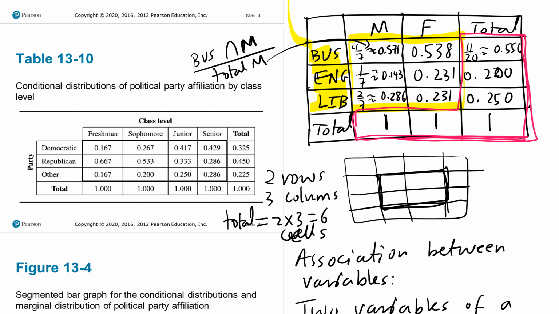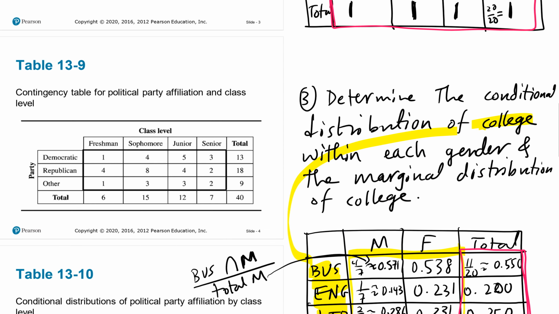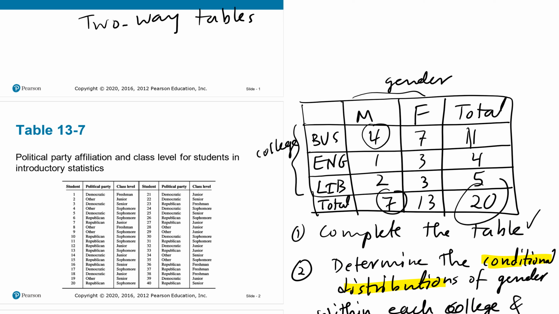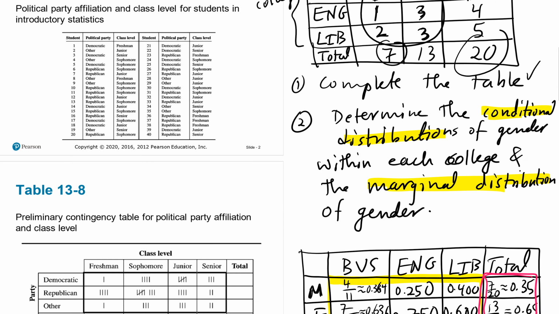The total number of observations that we can always get in any table is by either adding all the rows to get the totals, as we did in the previous one, I added all the rows to get the 11, the 4, 5, or adding the columns, or you can say add the frequencies. Each one of those numbers represents the frequency. Those numbers here are the frequencies.